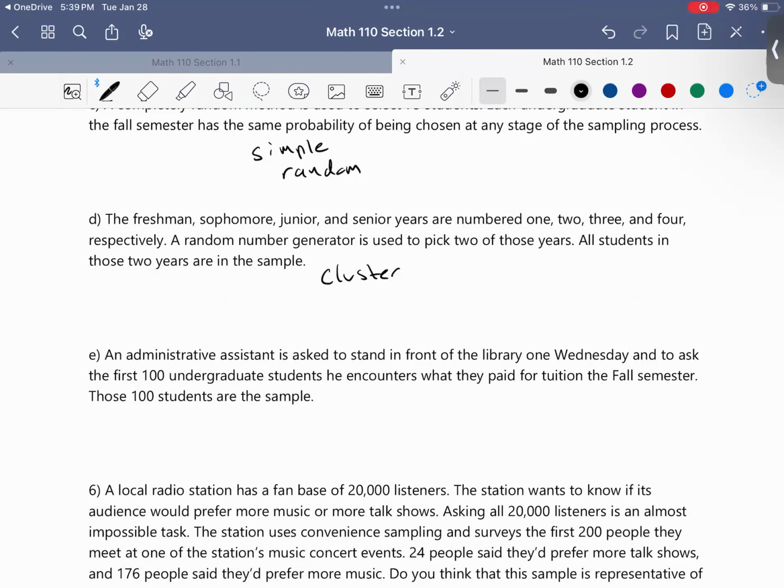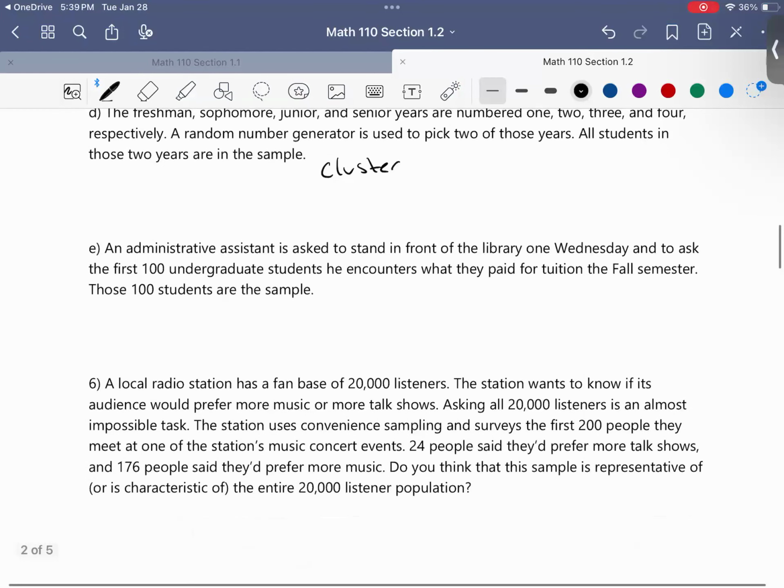Moving on to part E. An administrative assistant is asked to stand in front of the library one Wednesday and ask the first 100 students he encounters what they paid for tuition. Those 100 students are in the sample. Because this is just the easiest way to do it, the assistant is just standing outside the library picking the first 100 people he sees. This is very convenient, so this would be convenience sampling.